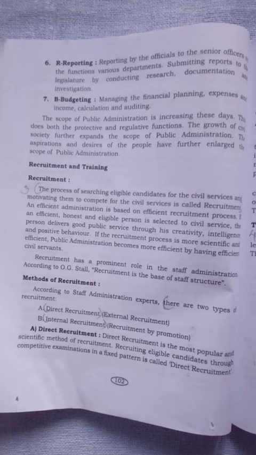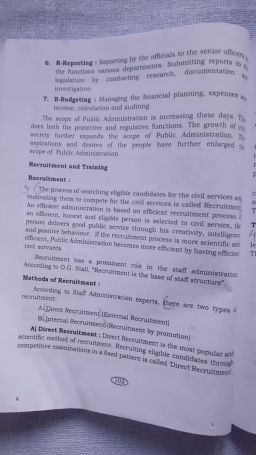The seventh one is budgeting. We should know what is the meaning of budget first. The income and expenditure of a particular year for a government is called a budget. Even in our houses, we make a monthly budget. The same way government is making a budget by managing the financial planning, expenses and income, calculation and finally auditing. That is related to budget.